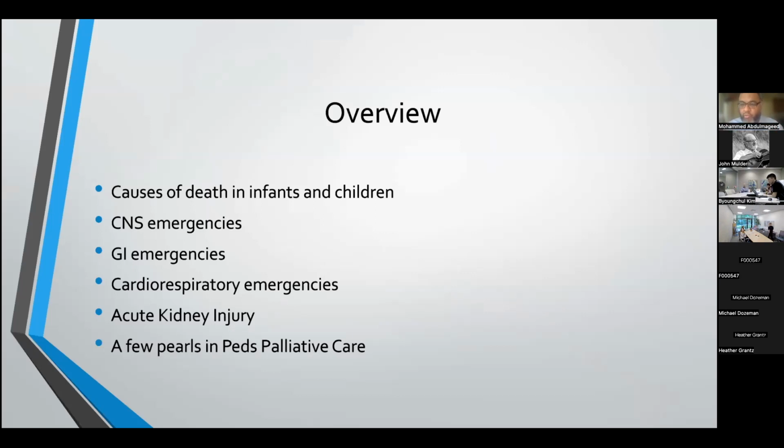There are two slides where I will go quickly over the major causes of death in the pediatric population. Select CNS emergencies that can lead to death instantly, GI emergencies, cardiorespiratory emergencies, and acute kidney injury. And I know a couple of lectures ago, another fellow discussed those emergencies in adults. So I will not go over all details regarding those emergencies.